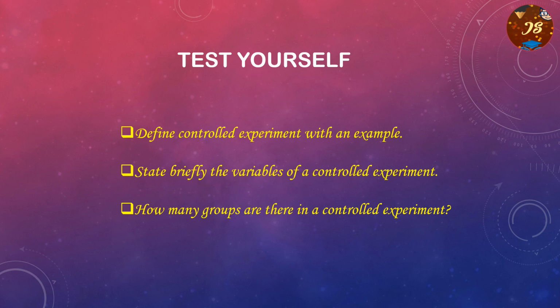So there are some questions to test yourself. Define controlled experiment with an example. I have just discussed the example and written here. You have to write it down from the lecture. State briefly the variables. There are three basic variables, that is the dependent, independent and the control variable. And how many groups are there? You well know. All these answers are given in the video. So prepare yourself.